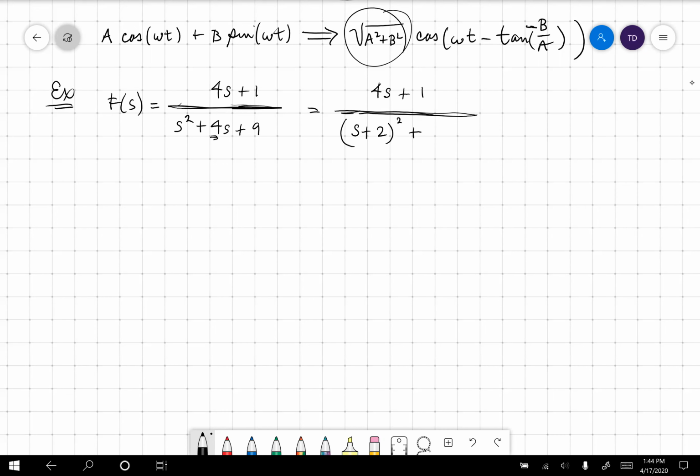Bummer. It doesn't like when I rest my hand on the pad. Let's just open this up. A little bit faster would be nice.